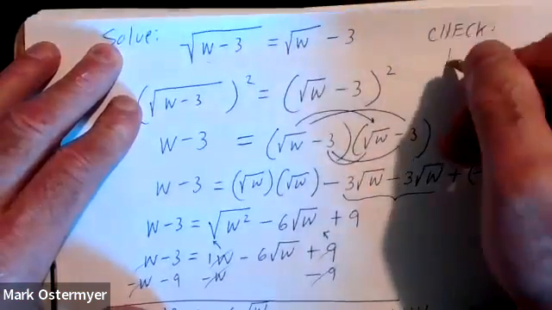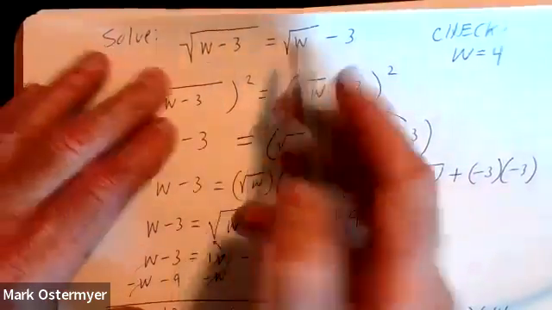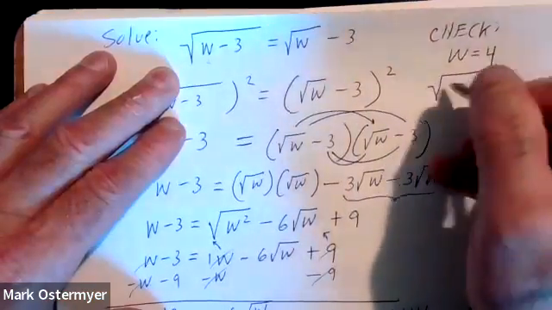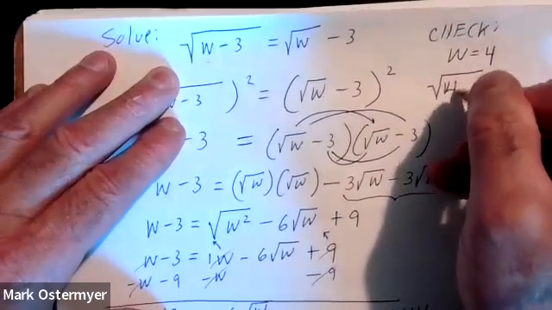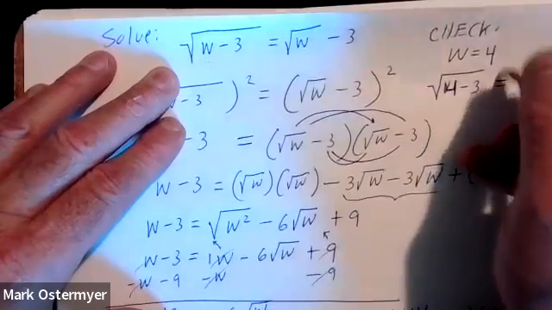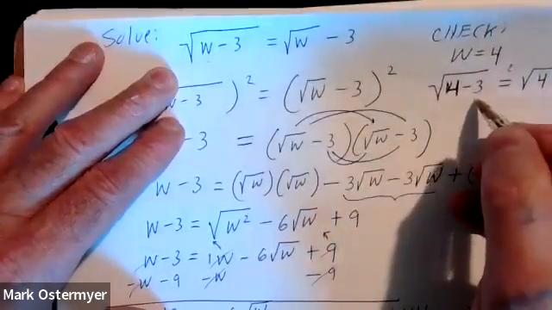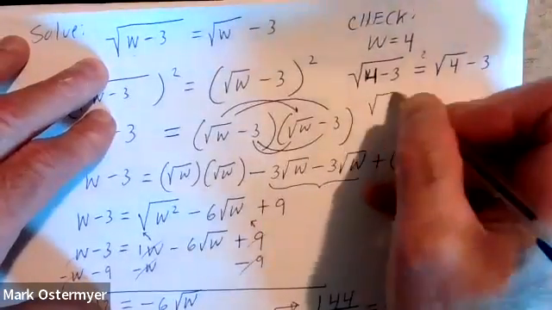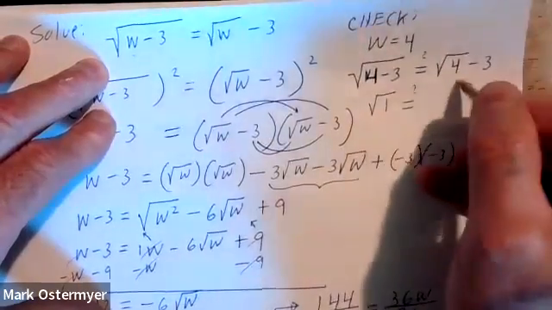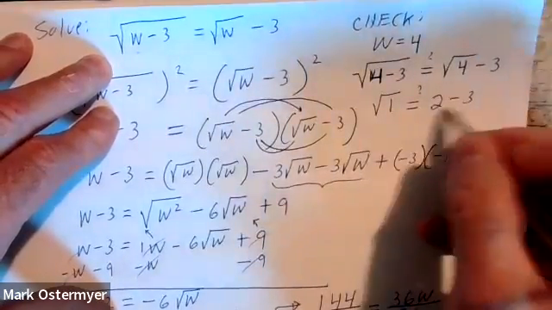We're going to check out w equals 4. So I'm going to replace w here with 4 and replace this with 4. So is the square root of 4 minus 3 equal to the square root of 4 minus 3? Square root of 4 minus 3 is the square root of 1. The square root of 4 is 2. So is the square root of 1 equal to 2 minus 3?